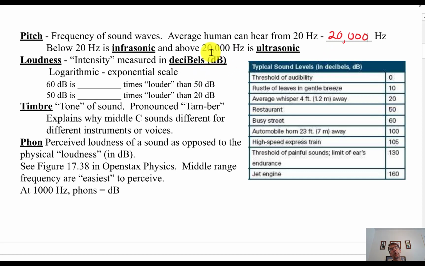Anything above 20,000 hertz is ultrasonic. There are some animals that can hear above 20,000 hertz, like dogs and bats and I guess a few others. Infrasonic is sound frequencies, pitches below 20 hertz.